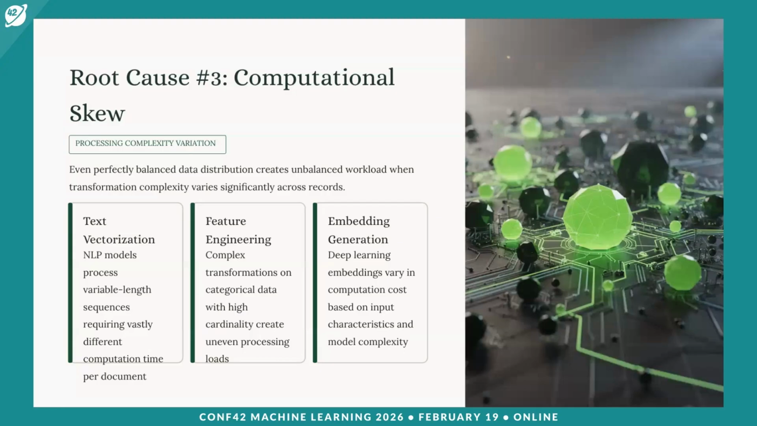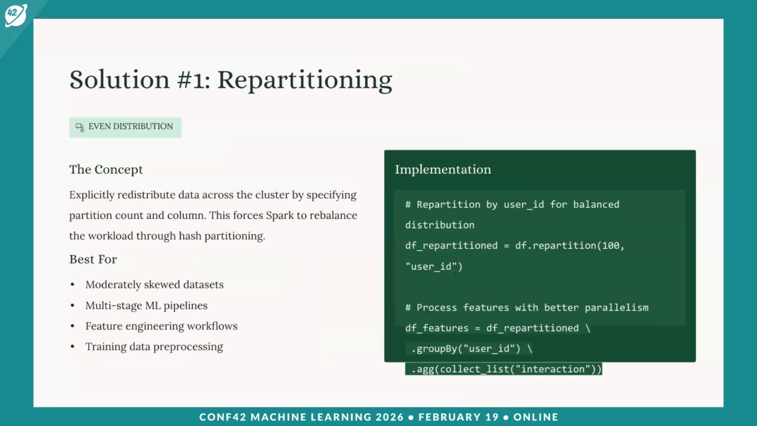So now let's talk more about how we can mitigate these data skew problems step by step. The number one solution I can think of is repartitioning. This is the concept where, instead of letting the system distribute the data, we explicitly redistribute the data across the cluster by specifying the partition count and the column, as given in the code snippet. Here, based on the user ID and a repartitioning count of 100, I want Spark to redistribute the data across the executors. This forces Spark to rebalance the workload through hash partitioning.